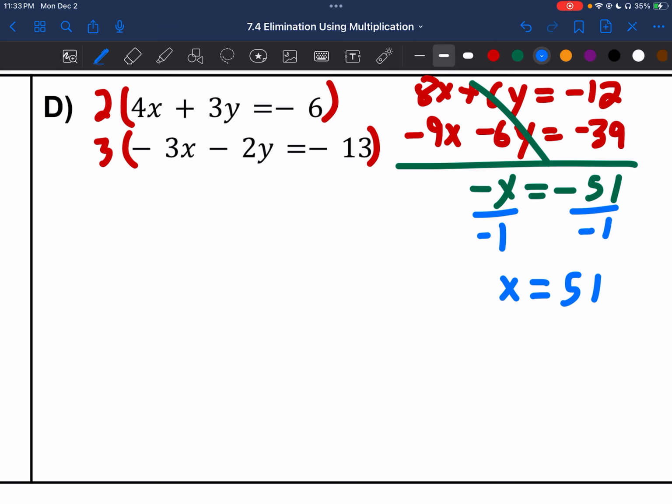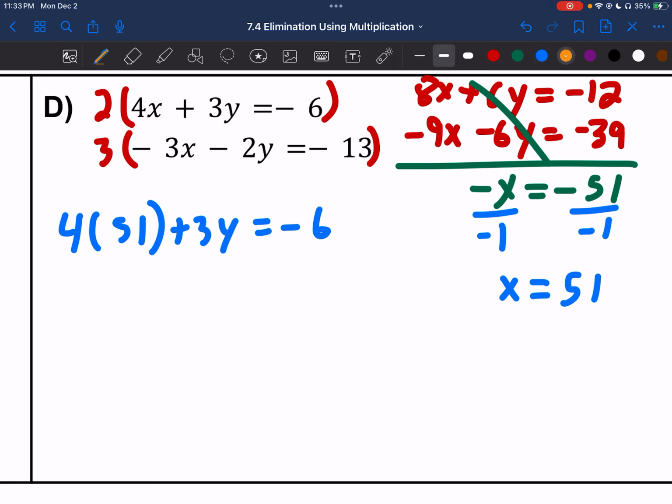Ooh, that's a big number. But let's work with it. We're going to use the top equation to substitute it in. So we're going to do 4 times 51 plus 3y is equal to negative 6.